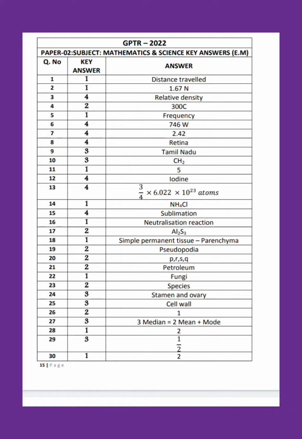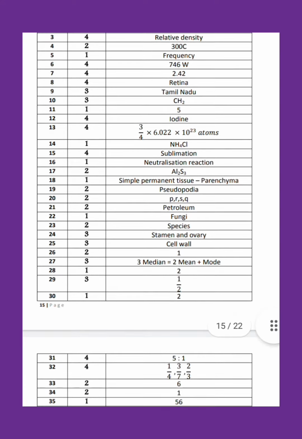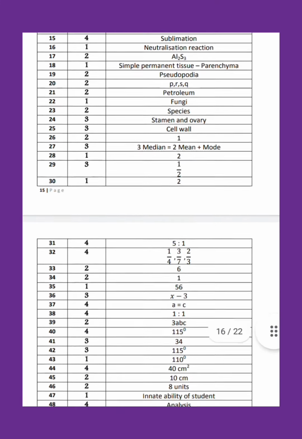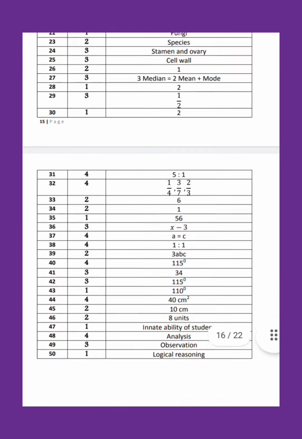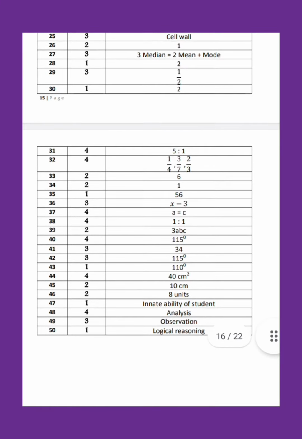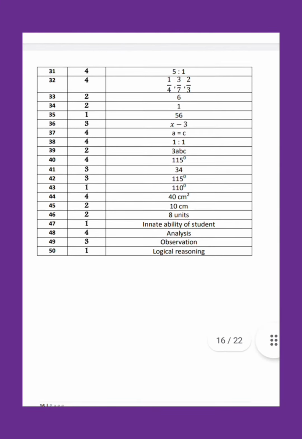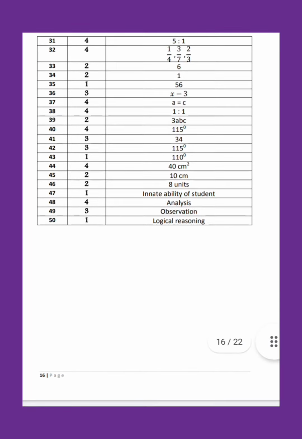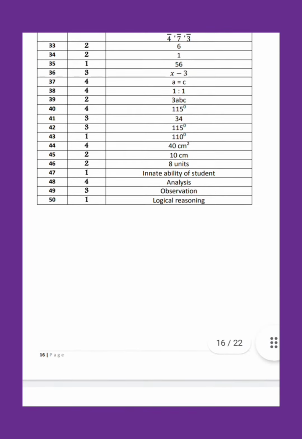candidates. Question number 1 to 50, the key answers are given here. You can check it out. So here almost all the answers are given. Nowhere it is mentioned, grace mark, nothing. You can check it out with the key answers.